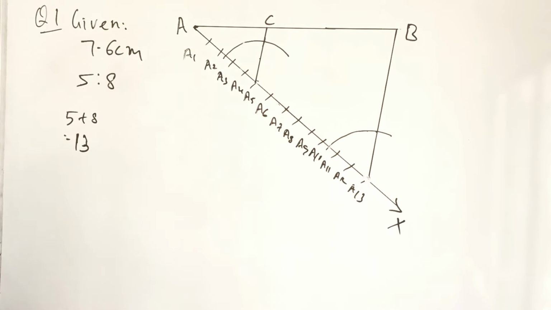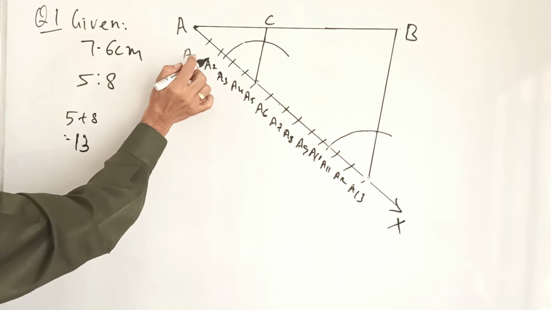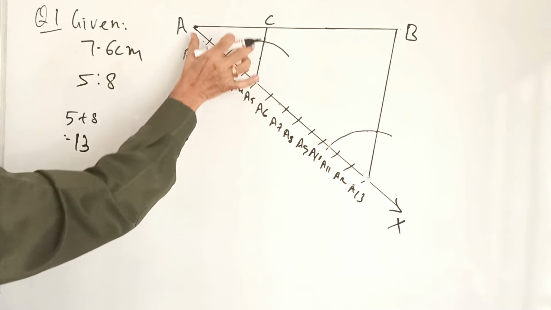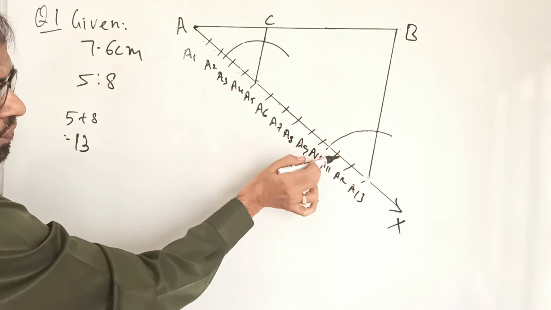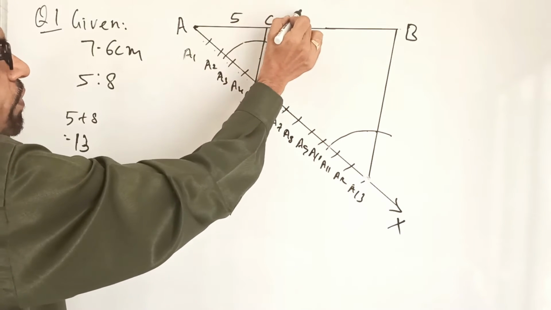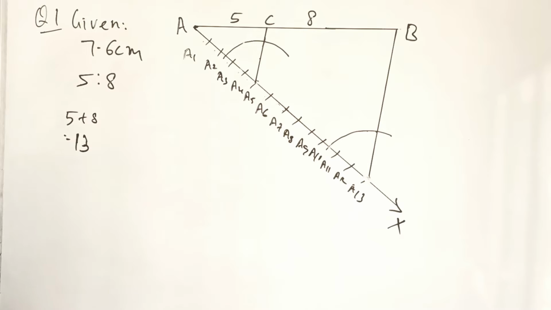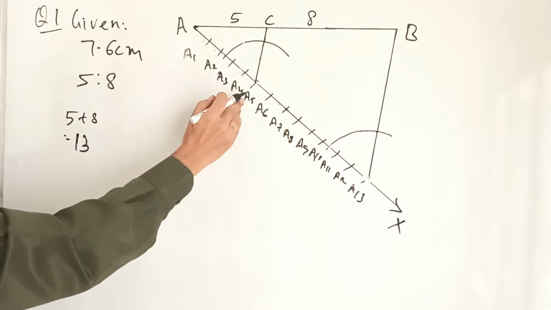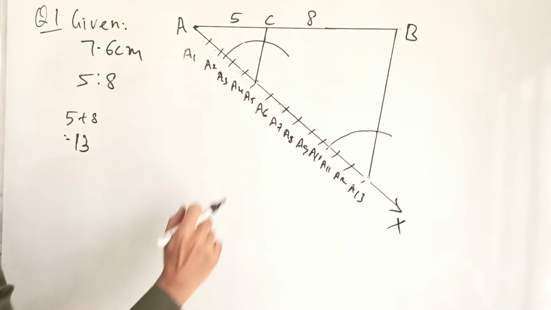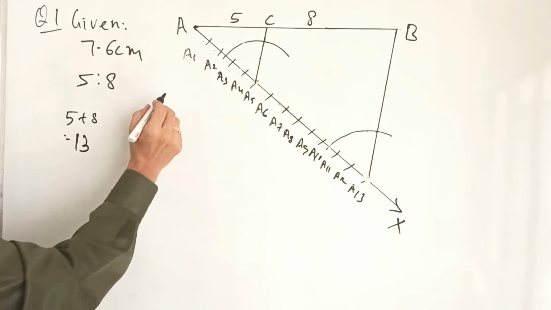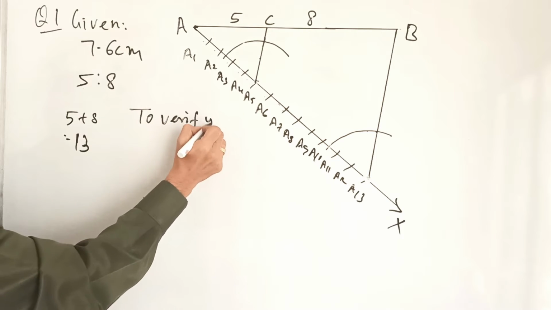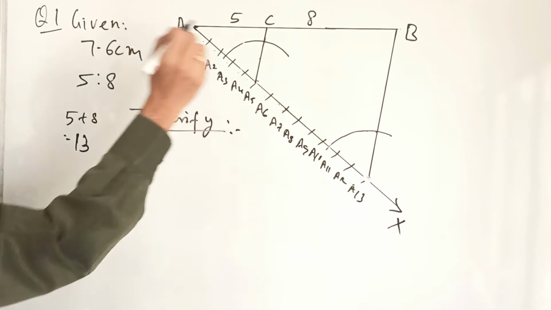Now these are 5:8. How? Listen, by calculation these are 1, 2, 3, 4, 5. So this is 5, corresponding parts are 5. Now here 1, 2, 3, 4, 5, 6, 7, 8. So these are 8. So this is divided into 5:8. Mathematically, calculatively, it is very easy to see it is 5:8, but geometrically we need to verify. Now how to verify? To verify our construction, how does this construction work?